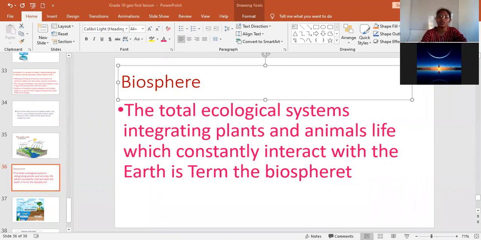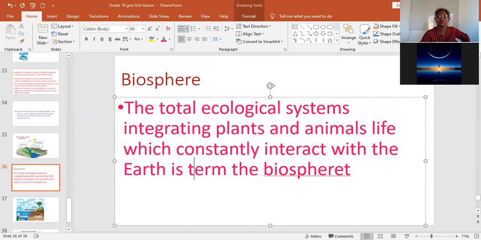Animal life which constantly interact. Constantly. With the earth is termed as biosphere. Termed as biosphere. You write down.